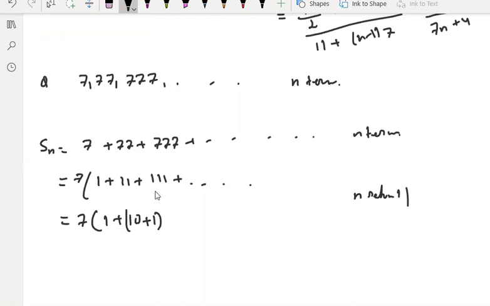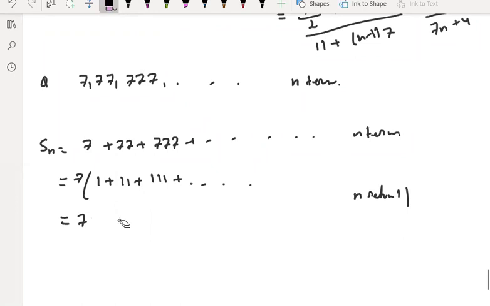Okay. What about 111? Tell me, guys. If you see this, 111 is difficult. It will be 100 plus 10 plus 1, right? But what we can do? We can do one more thing.